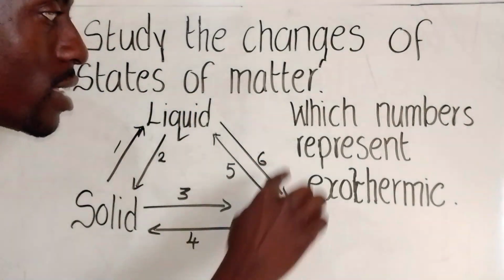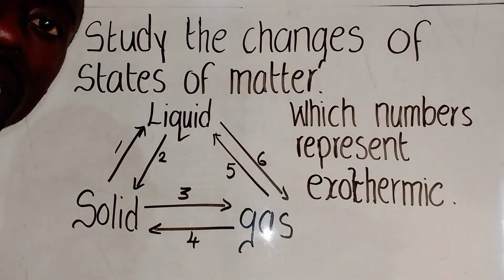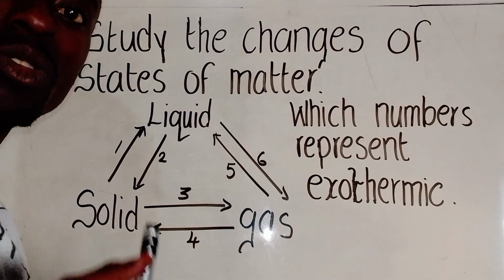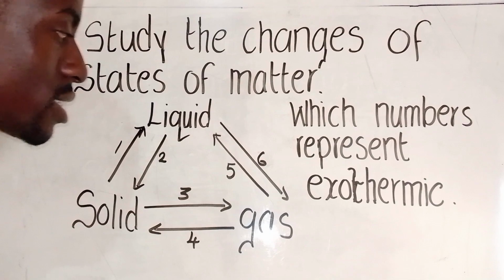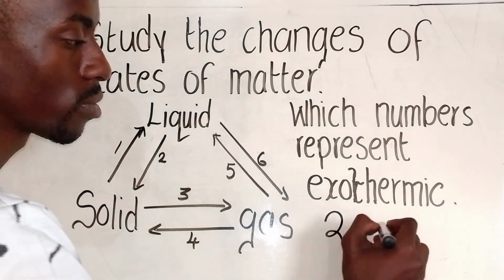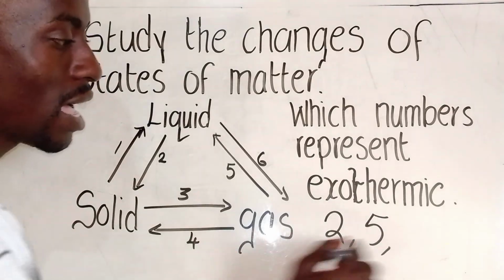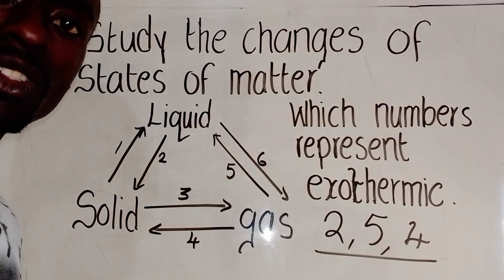Now the question is saying which numbers represent exothermic. Exothermic is a type of reaction where heat is going outside into the environment, in simple terms. Now the answers here, we have 2. These are the correct answers: 2, 5, and 4. So these are the correct answers. Now let me explain more so that you understand.